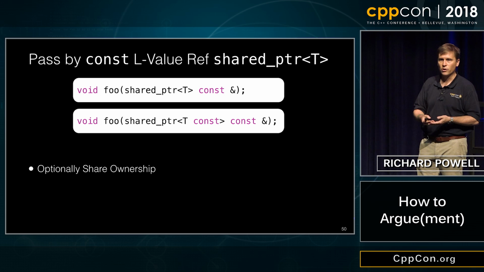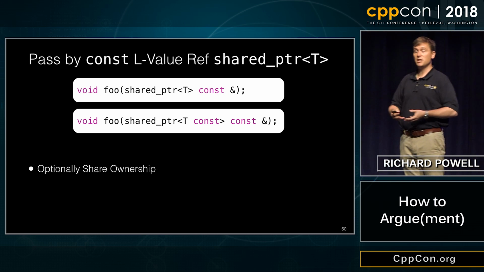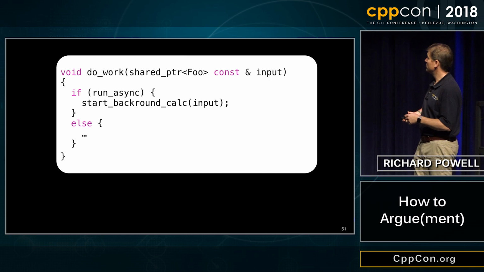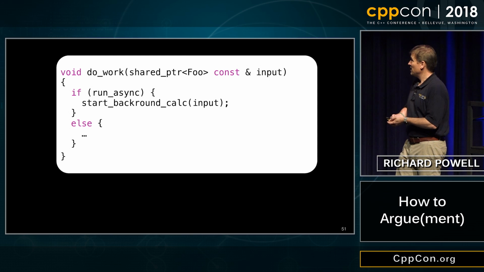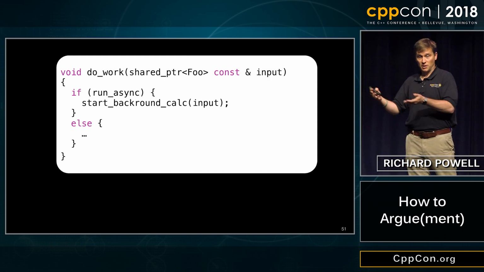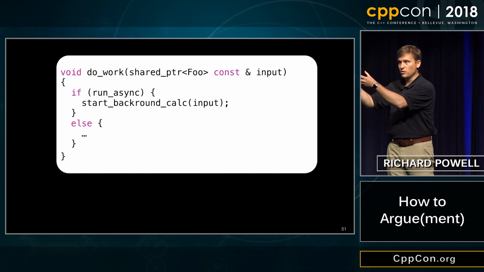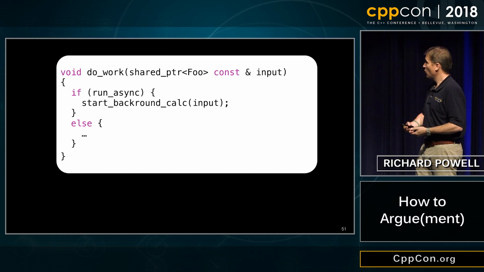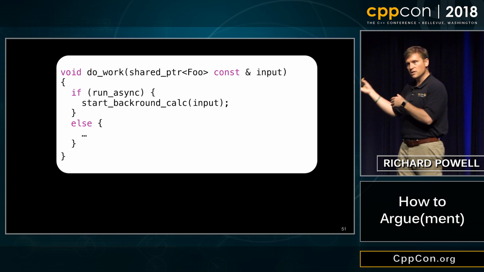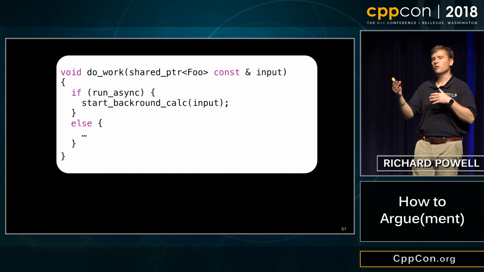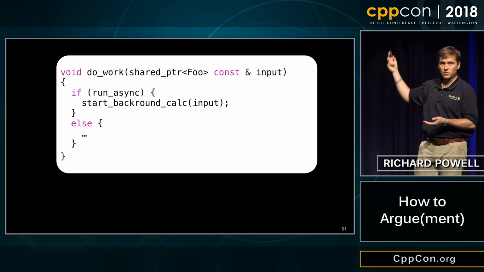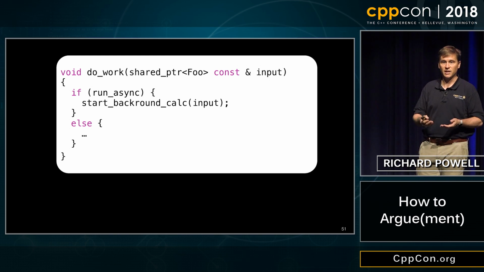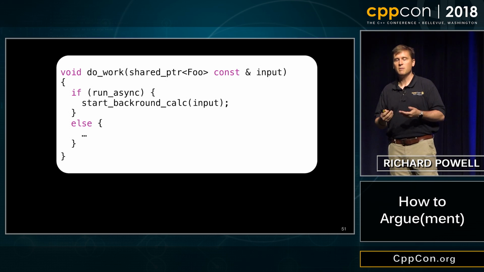So when you take a shared pointer by const ref, you're saying, I might be taking ownership of this thing. For example, imagine I have some do work function, and I'm going to take a shared pointer by const ref. It might be the case that I'm going to run some background task, and I'm going to need to keep that object alive, or it might be I'm going to process in place here. So when you don't know if you need to increment the ref count or not, take it by const ref. And then when you've determined that you do, start background calc here probably takes by shared pointer itself, incrementing the ref count and keeping that object alive.